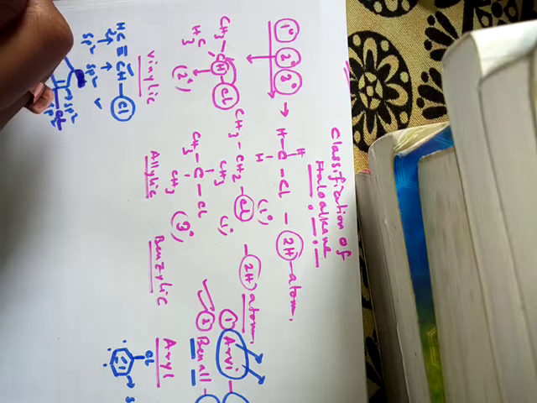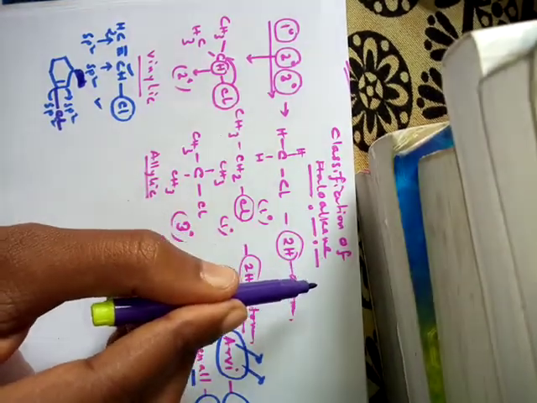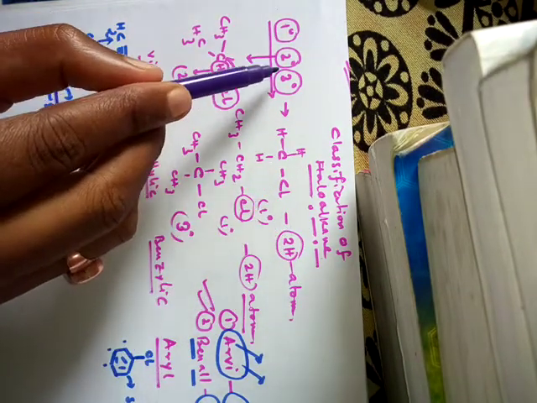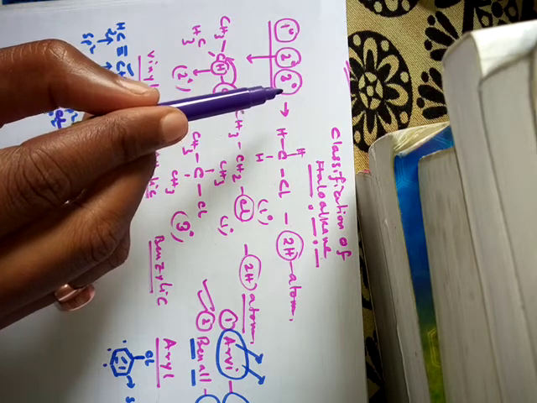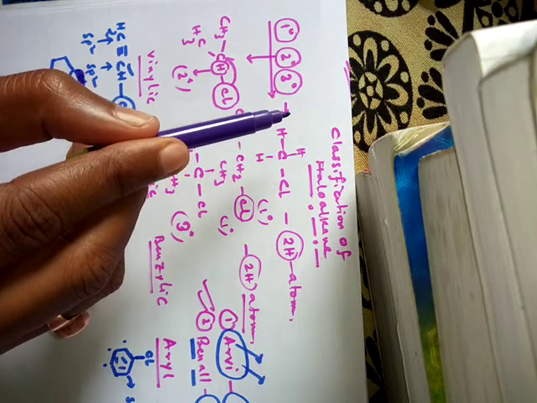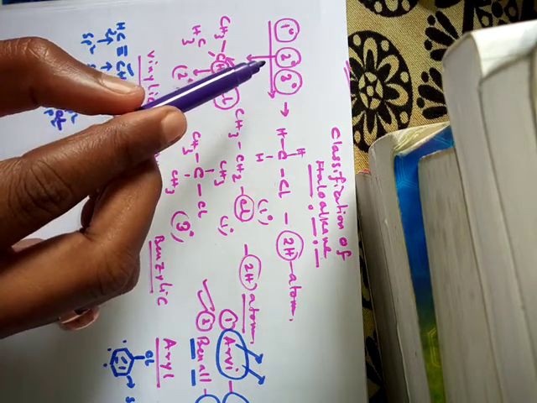Hello my dear students, today I am here to understand the concept of classification of haloalkanes. We know that there are three kinds of haloalkanes, that is 1 degree, 2 degree and 3 degree. So how do you identify these three kinds of haloalkanes? I have the tricks to find out the three kinds of haloalkanes.